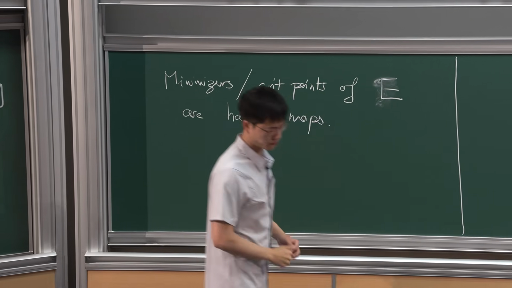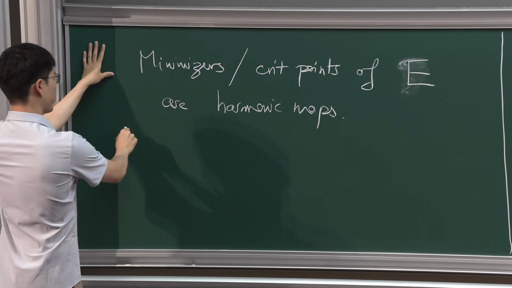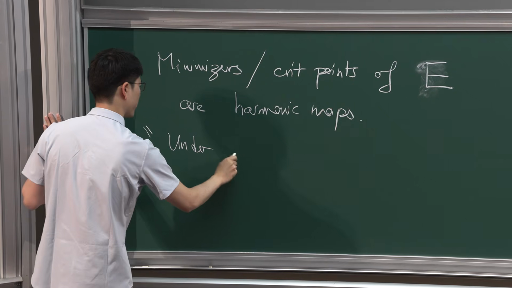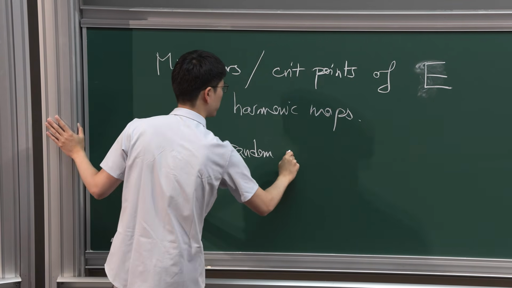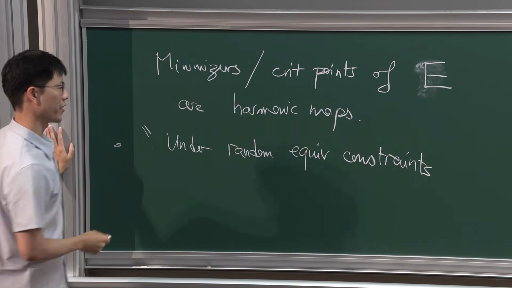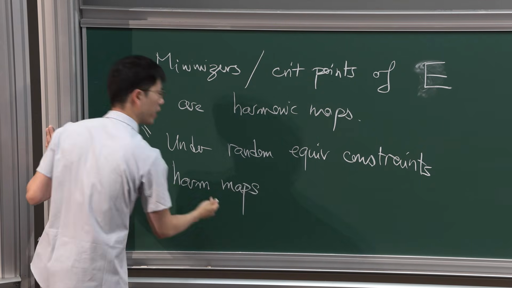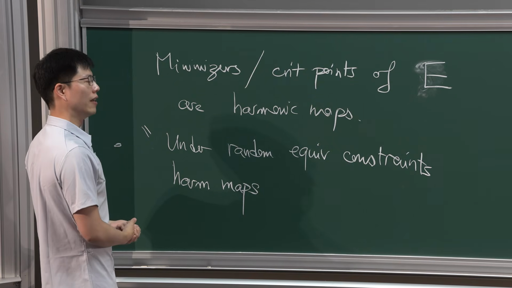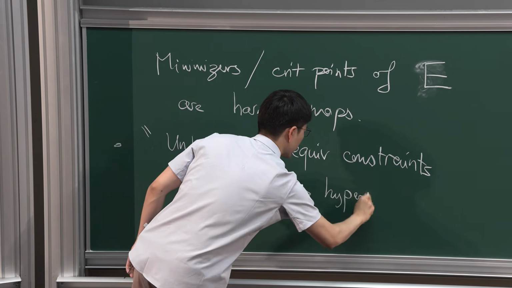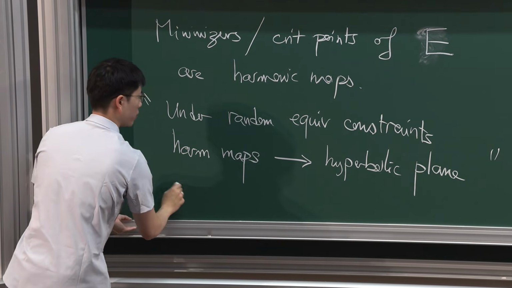Are harmonic maps, okay? And so now that we have this vocabulary, maybe I can tell you an informal version of the main result of this lecture, which is going to be that under random equivalence constraints, the corresponding special objects that you have, the harmonic maps, are going to look more and more like another special object, which is the hyperbolic plane. Let's say with high probability, because I have the word random here.